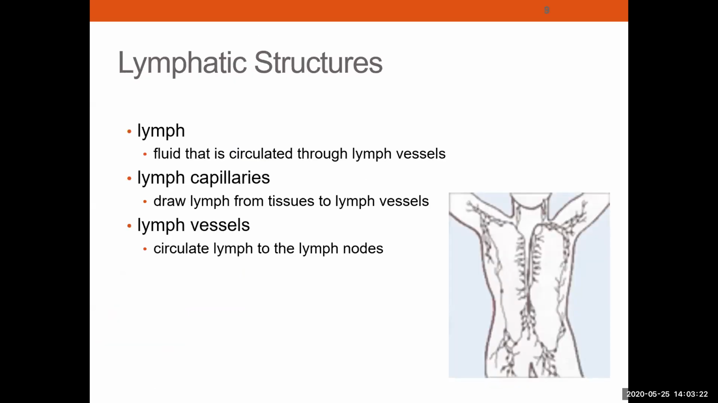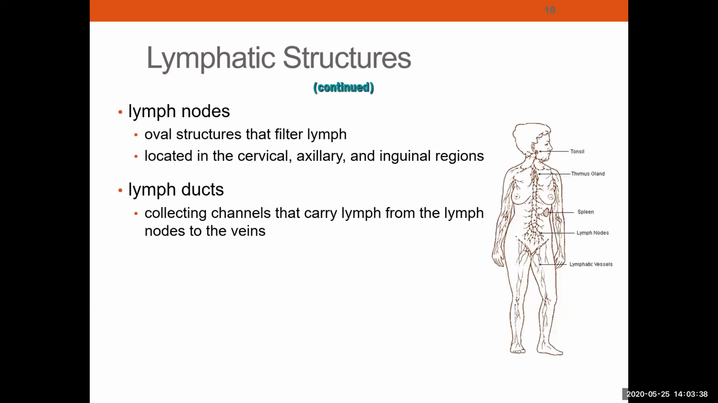Lymph itself is fluid that is circulated through the lymph vessels. Lymph capillaries draw lymph from tissues to the lymph vessels, and then lymph vessels circulate lymph to the lymph nodes. And that picture here kind of shows you all the network of them, and the nodes would be the enlarged areas.